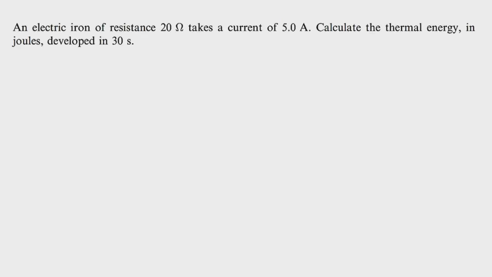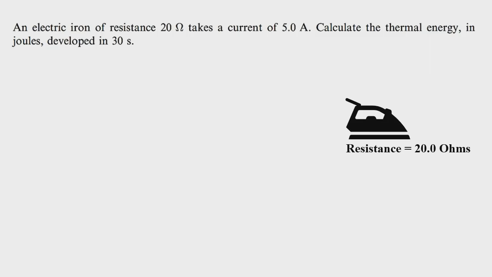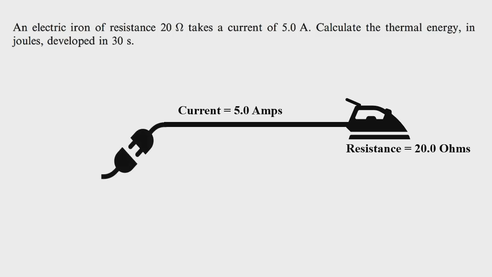So in this problem, we have an electric iron. The electric iron has a resistance of 20 ohms, and it is taking a current from a source which is 5 amperes. So the question is, what will be the thermal energy in joules if it is running for 30 seconds?